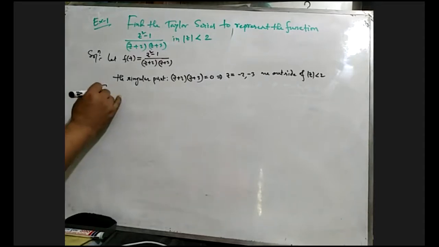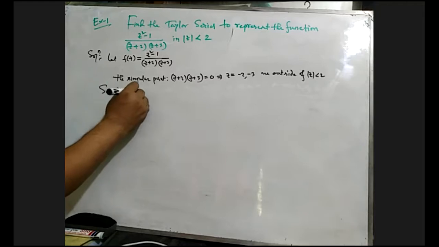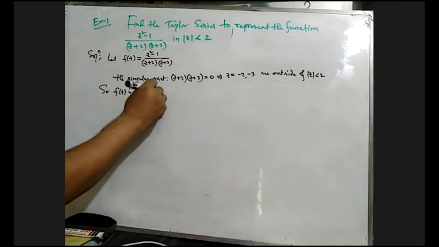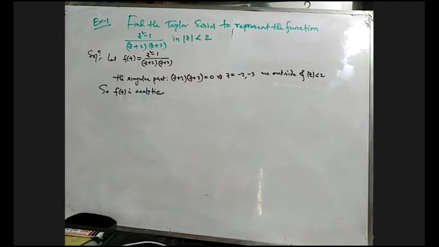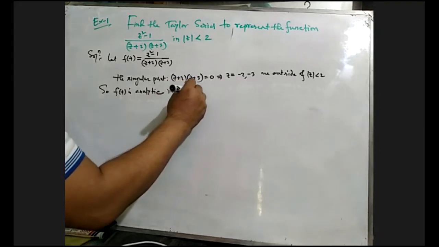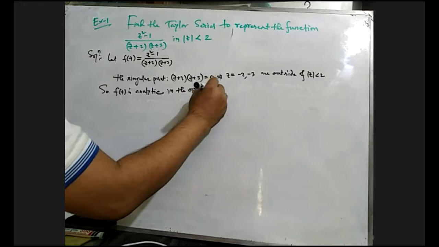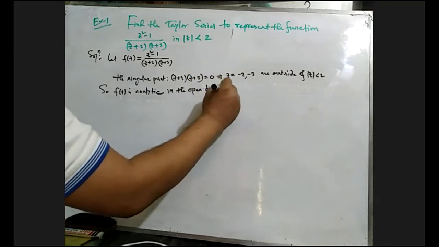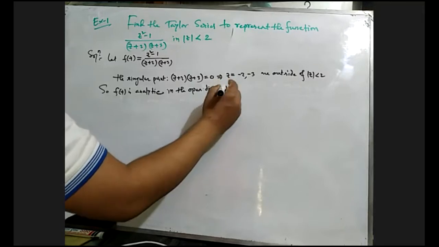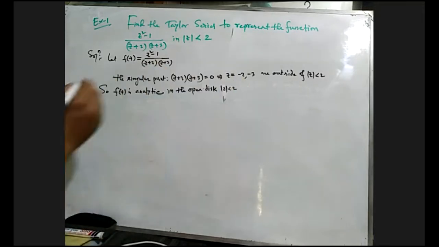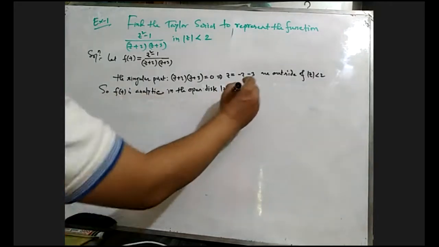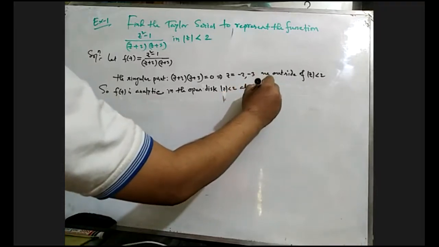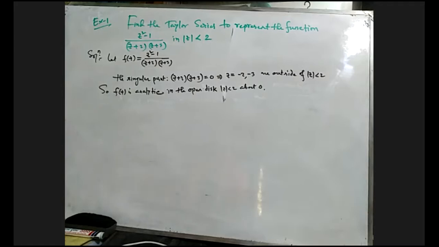So f(z) is analytic in the open disk of absolute value of z less than 2 about 0, because the center is 0.